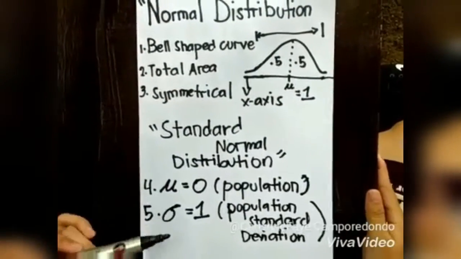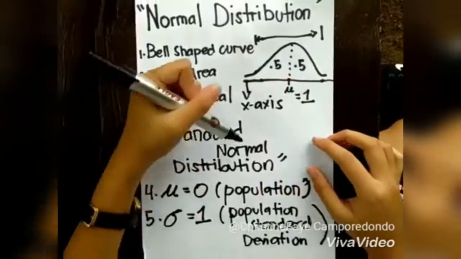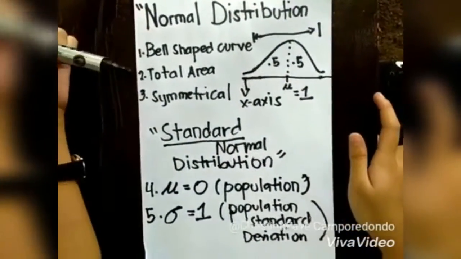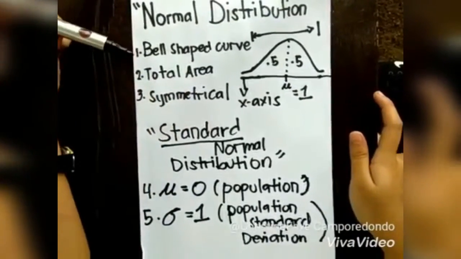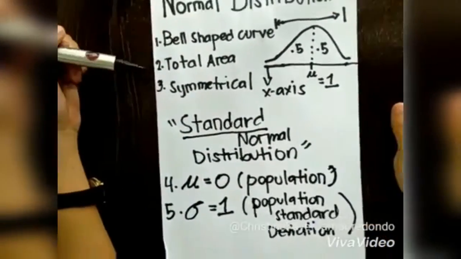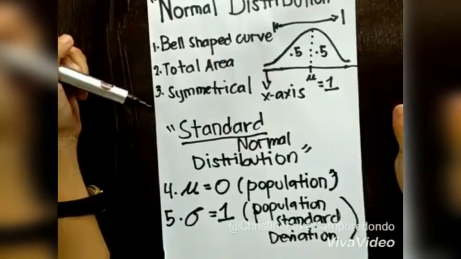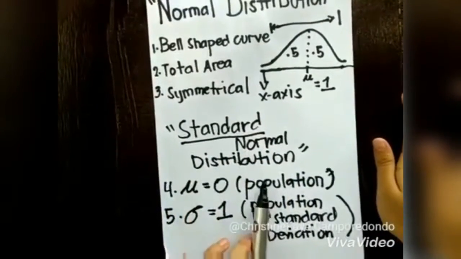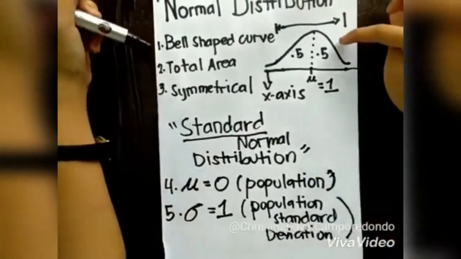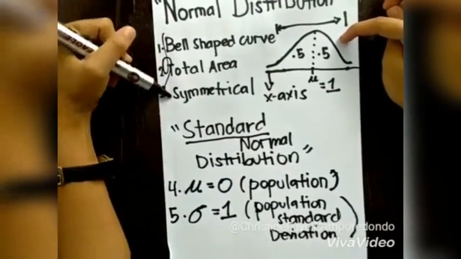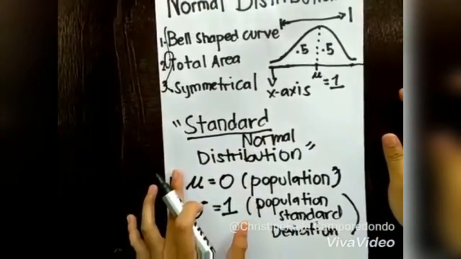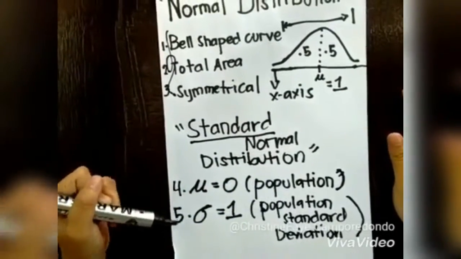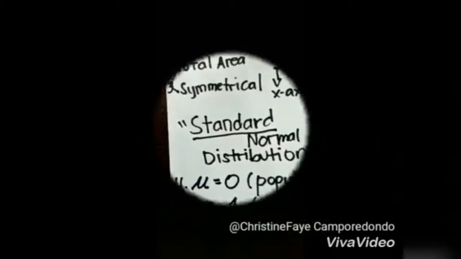So these two things, the mean and the sigma, are what you remember when you hear the word standard normal distribution. If you hear the word normal distribution, the three things that I have discussed earlier should be applied. And if you hear standard normal distribution, you will apply the two things that you should remember.